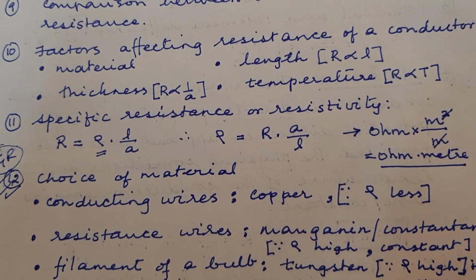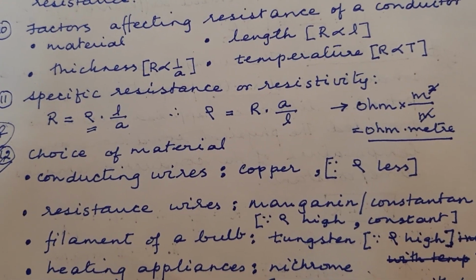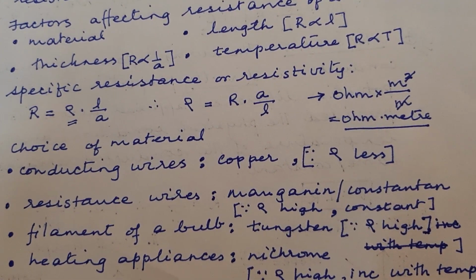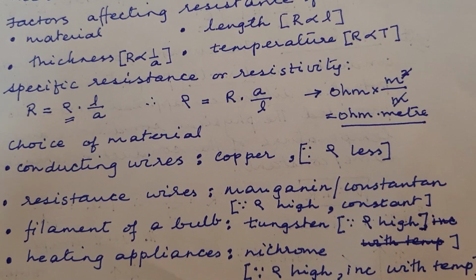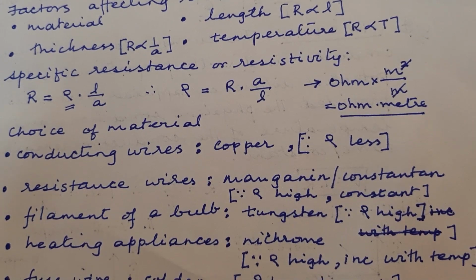What will be the choice of material? But also they'll ask you why would you choose that. So the first one is for conducting wires, we'll use mostly copper because it has low resistivity, and so it allows more current to flow through.